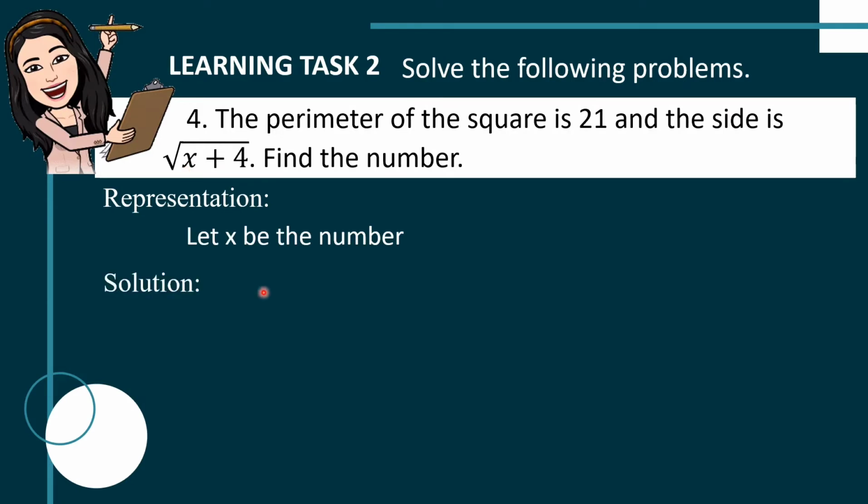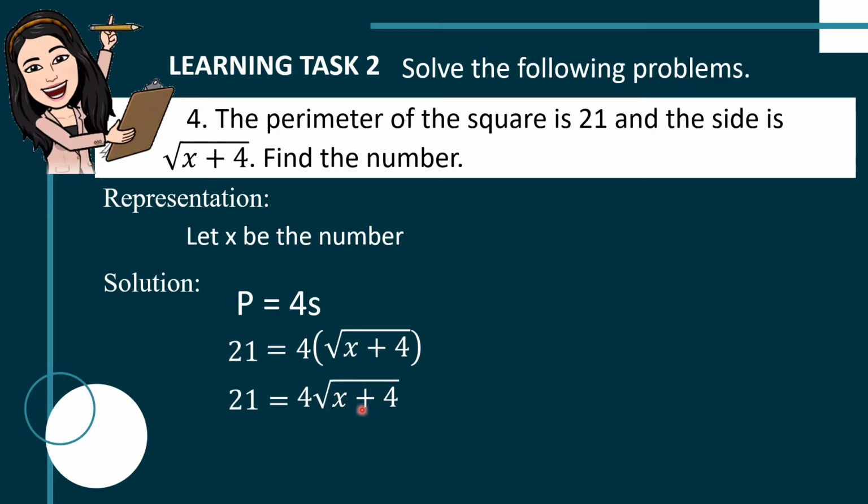Now, in order to solve, we will begin with the formula in finding the perimeter of the square, and that is P is equal to 4S, or perimeter is equal to 4 times side. Now, let us substitute the values based on our problem. Our perimeter is equal to 21. So, let us write 21 is equal to 4 times, what is the side? We have the square root of x plus 4. Now, simplifying, 4 times the square root of x plus 4 is equal to 4 square root of x plus 4. So, we multiplied, and the 21 is just copied.